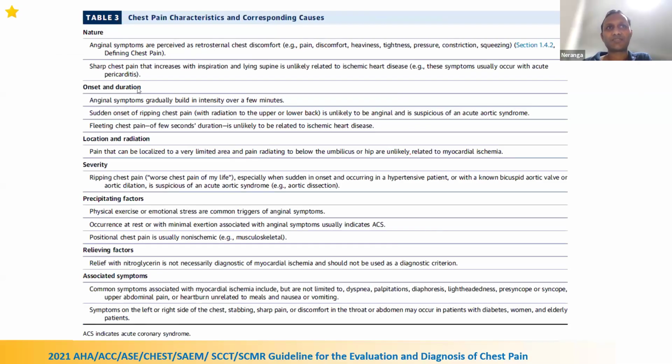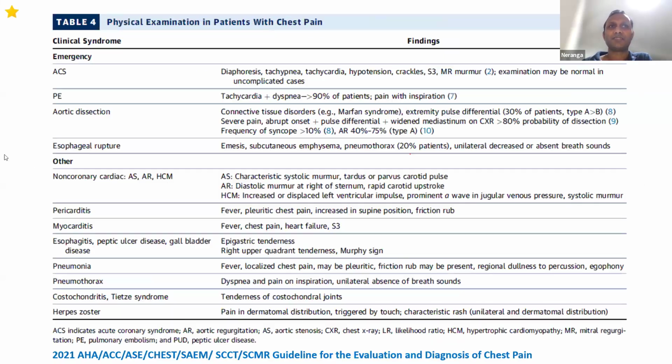These things I will not discuss. You can see precipitating factors, leading factors, etc. And other things like you have to see the pulmonary embolism, aortic dissection, esophageal rupture. I discuss things also, pericarditis, myocarditis. This also can, especially pneumonia.